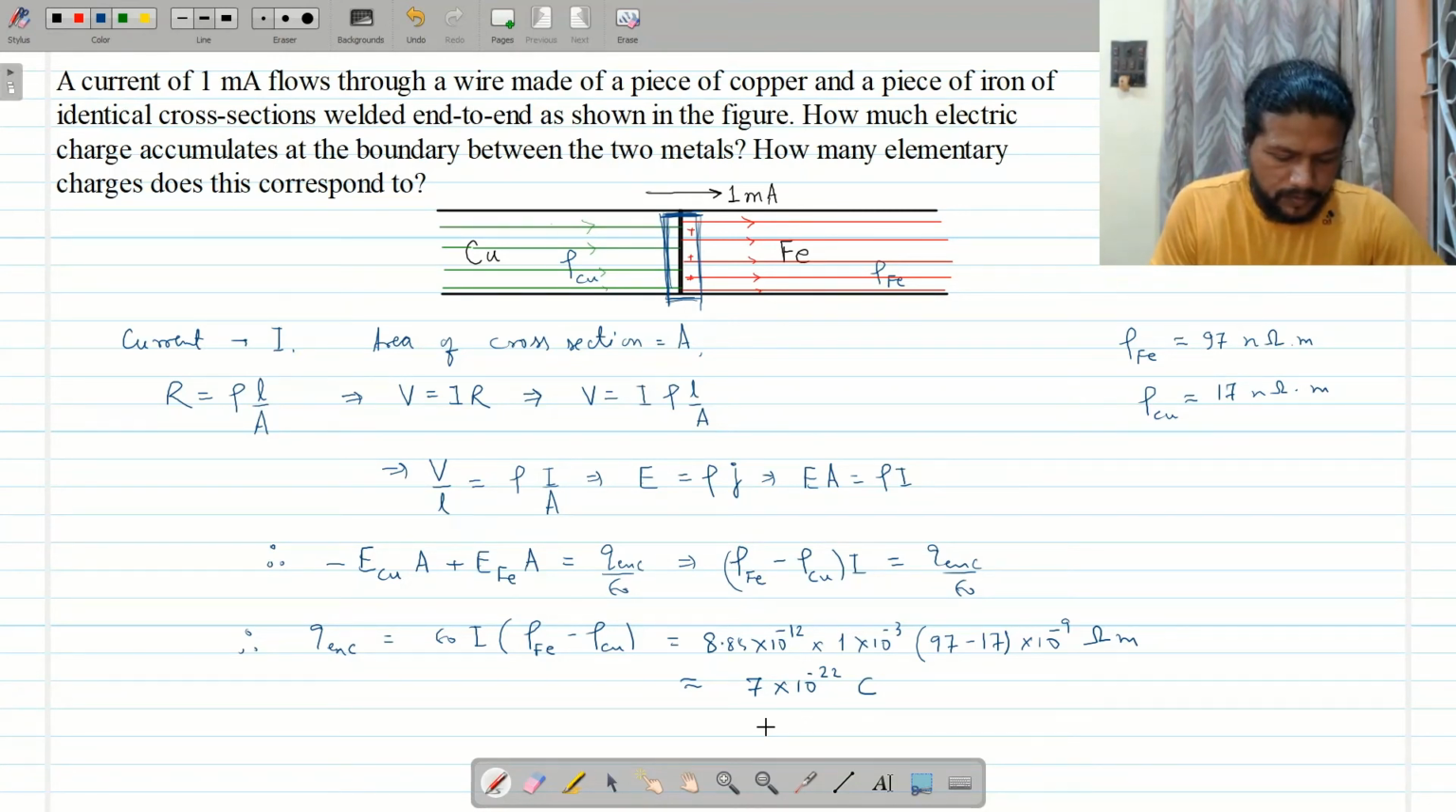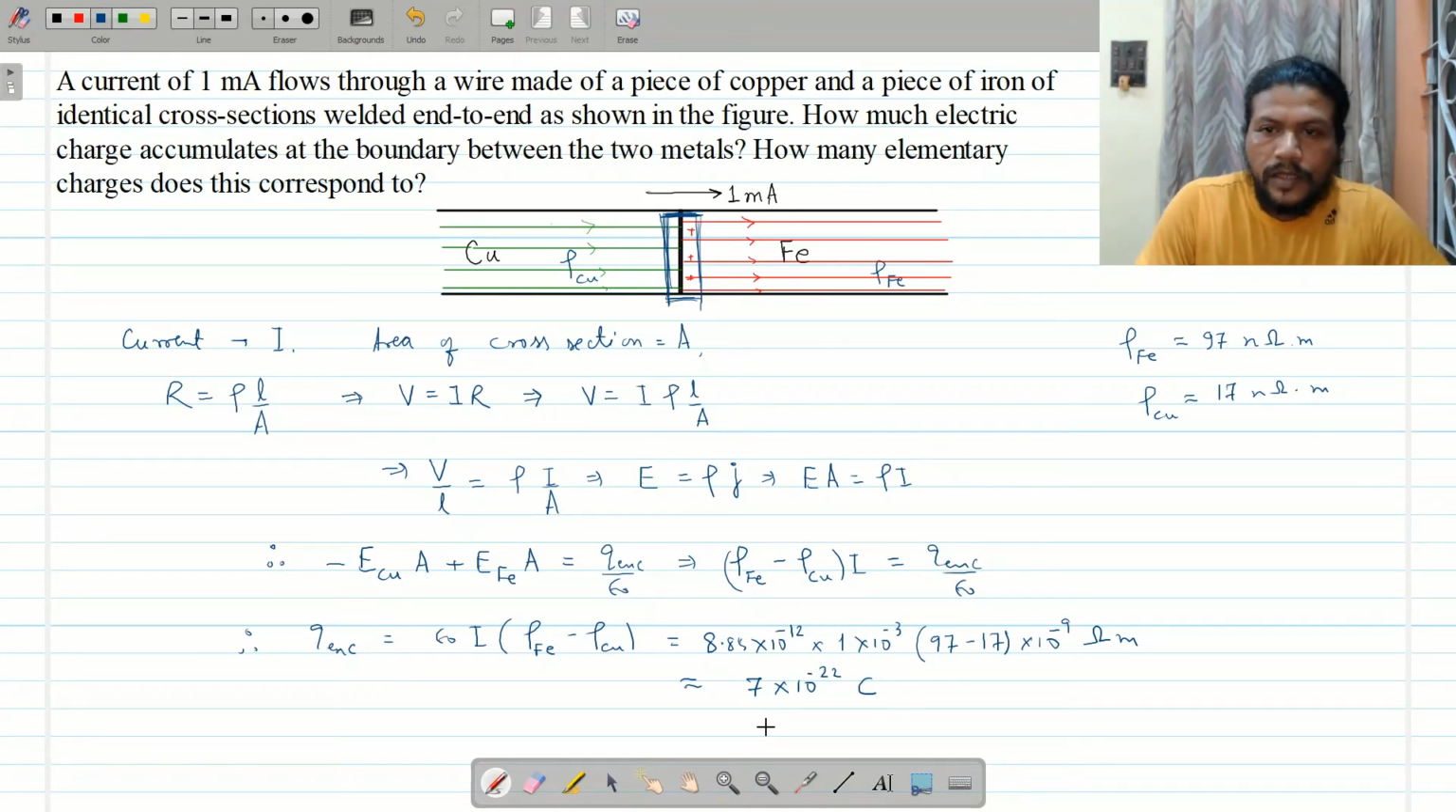8.85 into 97 minus 17, that becomes 80, and then multiplied by the powers, which are 10 to the power minus 24 in this case. That does give us around 7.1 times 10 to the power minus 22, so that's fine. It gives us this much.